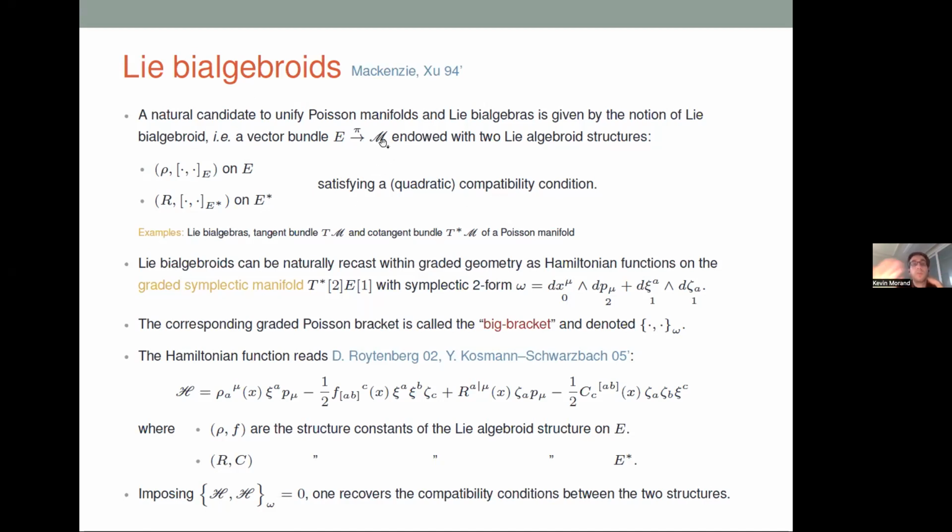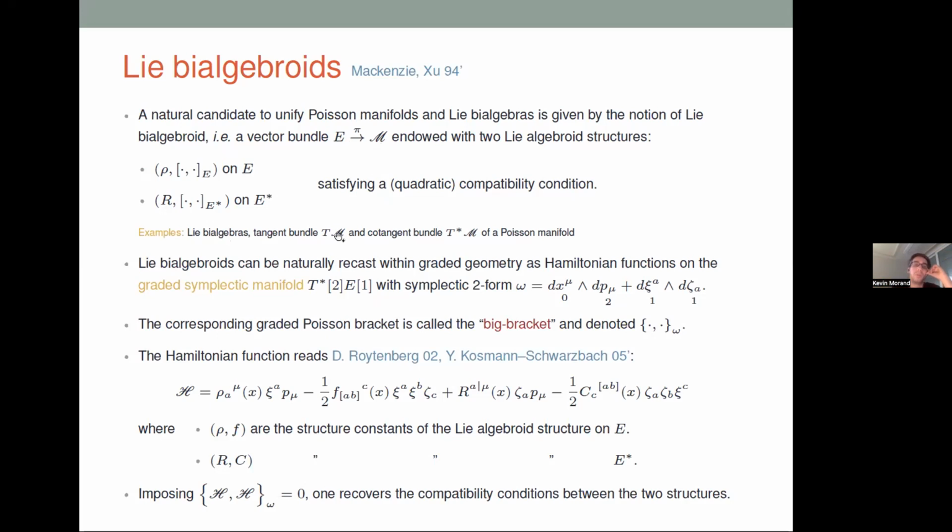So, of course, one example of Lie bialgebroid is Lie bialgebra. When M is just a point, then E becomes an ordinary vector space, and then the notion of Lie bialgebroid reproduces the notion of Lie bialgebra. So it contains Lie bialgebra, but it contains also Poisson manifold.